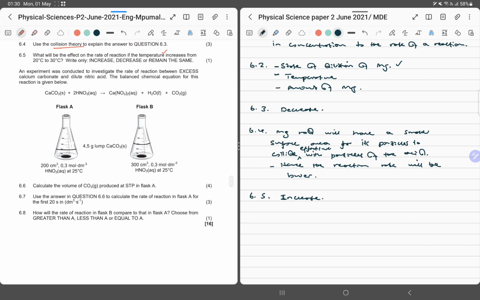Okay, so we've got a situation now. An experiment was conducted to investigate the reaction rate between excess calcium carbonate. So what does that mean? If we have excess calcium carbonate, it means this is the rate limiting reagent, it's an RLR. And then we've got nitric acid here, which is completely used up, it seems. And then we've got now calcium nitrate, a salt, water, and carbon dioxide.